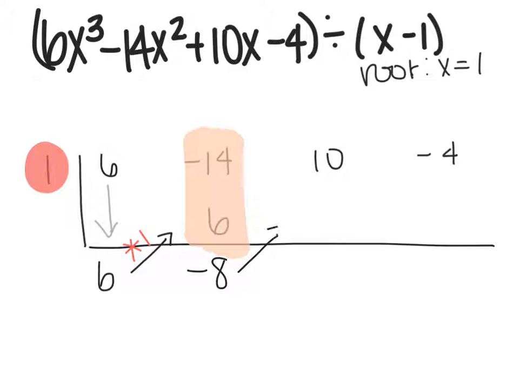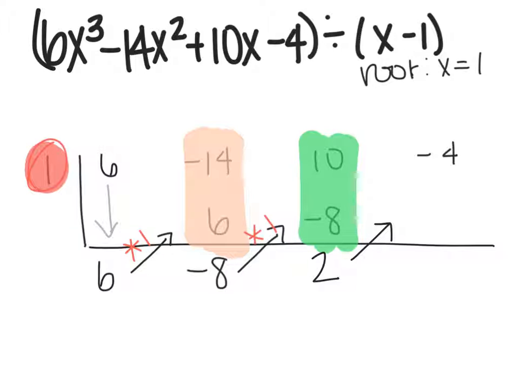So then I'm going to do the same thing. I'm going to do negative 8, and I'm going to multiply it by 1. And again, that 1 is because of this 1 that's my root. And negative 8 times 1 is negative 8. So I'm going to combine my 10 and my minus 8 together. And 10 minus 8 is going to give me a 2. And then I'm going to do the same thing. So I'm going to do 2, and I'm going to multiply that by 1. And 2 times 1 is going to give me 2. And I'm going to combine my negative 4 and my positive 2 together, which is going to give me negative 2.